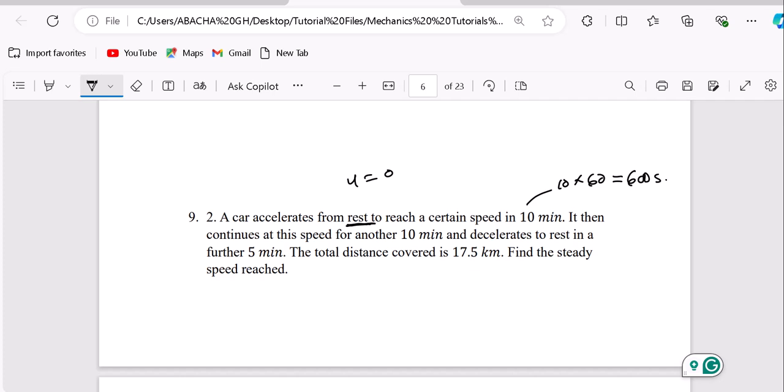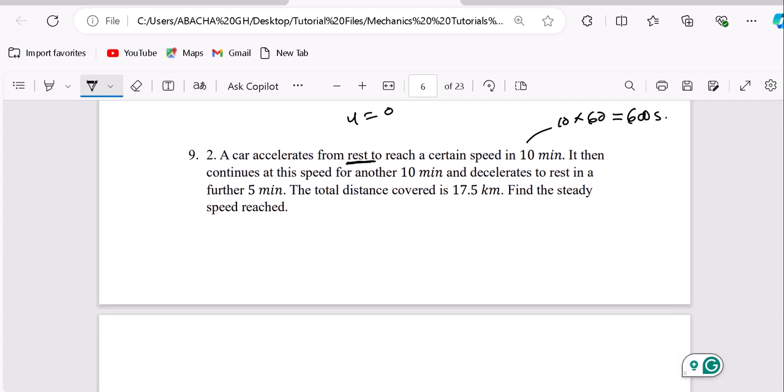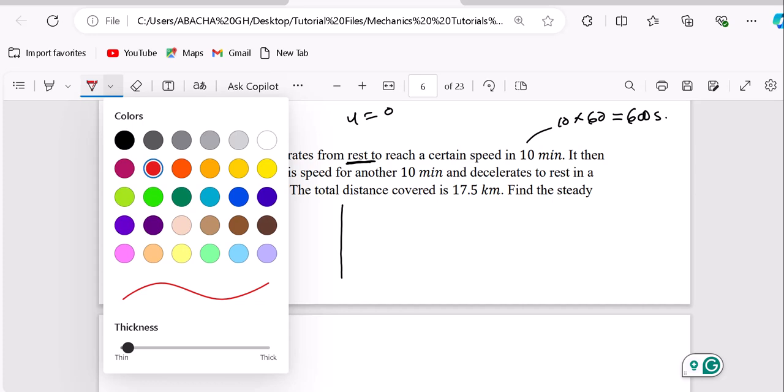Okay, so it reaches a certain speed in 10 minutes. It then continues at this speed for another 10 minutes, and decelerates to rest in a further 5 minutes. They are now saying that the total distance covered is 17.5 kilometers. Then I have to draw the graph. Very simple one. Let me use red.